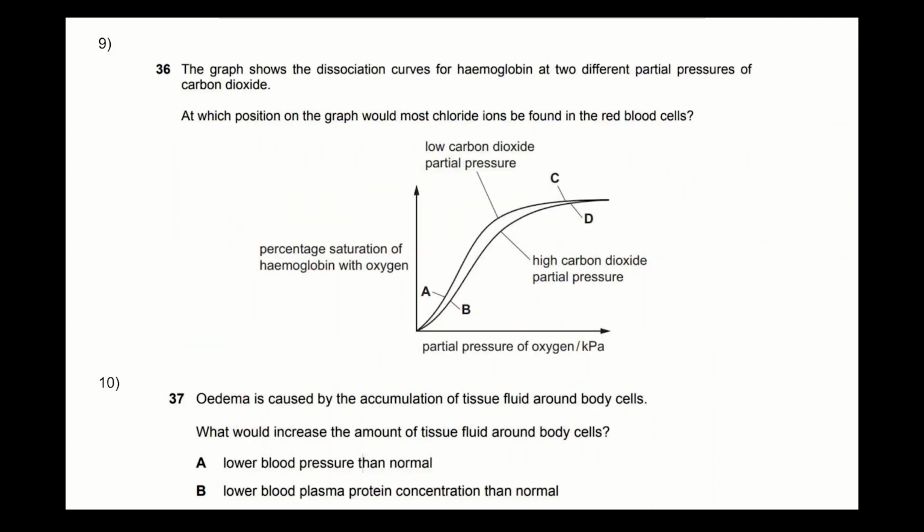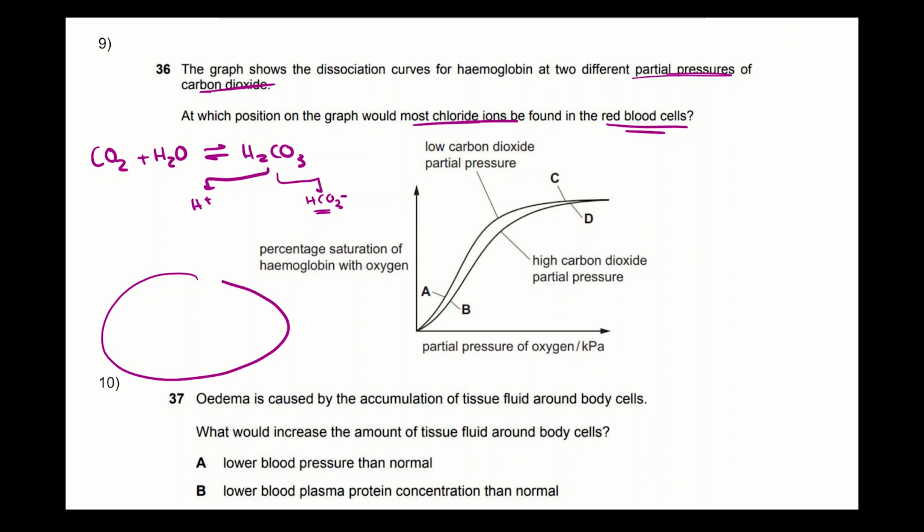Number 36, the graph shows the association curves for haemoglobin at 2 different partial pressures of carbon dioxide. At which position on the graph would most chloride ions be found in red blood cells? Now, we've just discussed the chloride shift. The chloride shift is a phenomenon that takes place inside red blood cells where chloride ions enter the red blood cell to compensate for the hydrogen carbonate ions leaving. Now, I'll explain the phenomenon. What happens when the concentration of carbon dioxide increases? It combines with water inside the red blood cell. Now, by the action of the enzyme carbonic anhydrase, it forms carbonic acid, which dissociates into hydrogen ions and hydrogen carbonate ions.